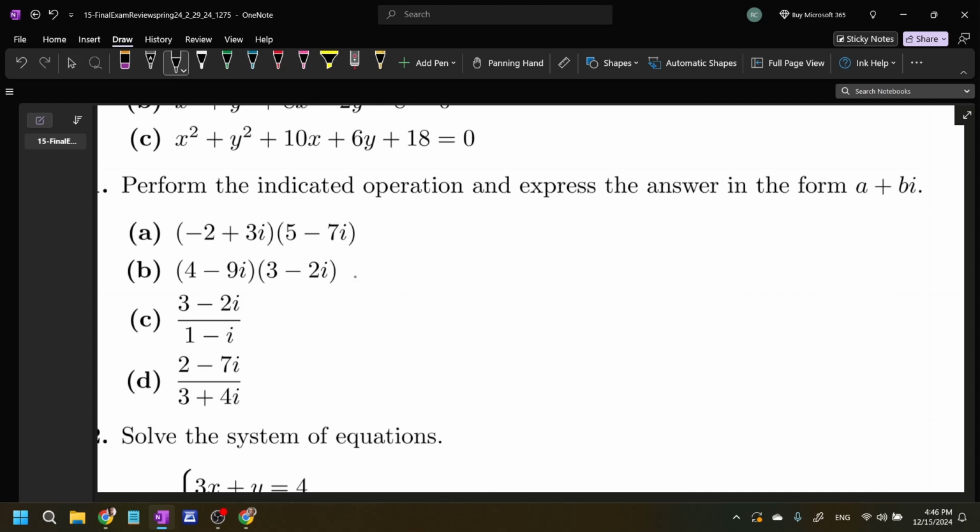So I'll do this right here. Negative 2 times 5, that's going to give us negative 10. Negative 2 times negative 7i, that's going to give us positive 14i.